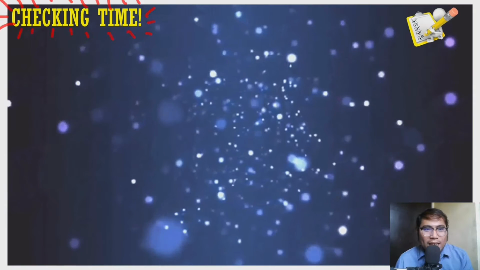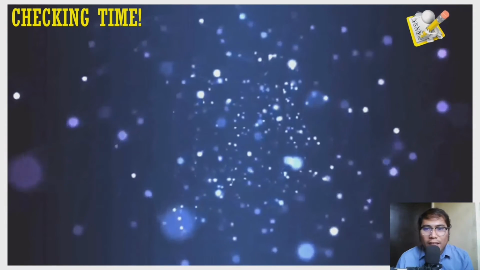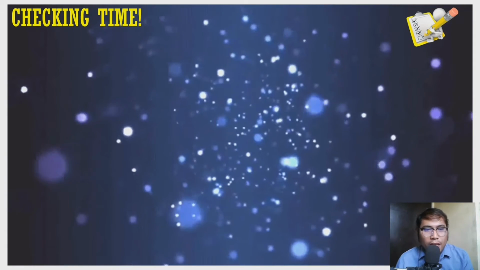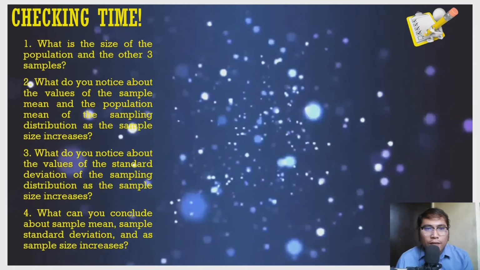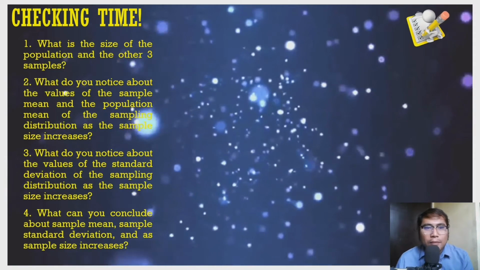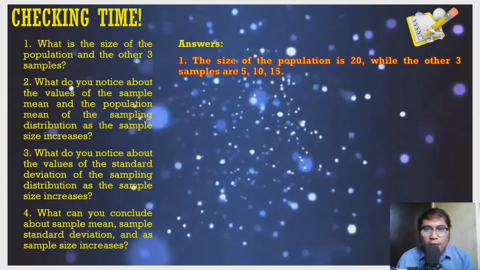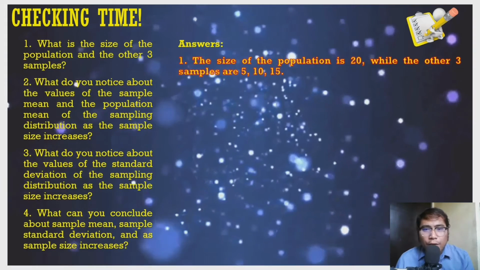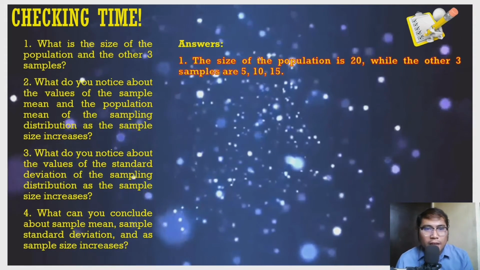It's checking time. You are now going to check your answer for the processing questions in the activity number 4. To begin with, here are the processing questions earlier. Number 1, what is the size of the population and the other 3 samples? The answer is, the size of the population is 20, while the other 3 samples being randomly picked are 5, 10, and 15. So these are the families in the data.